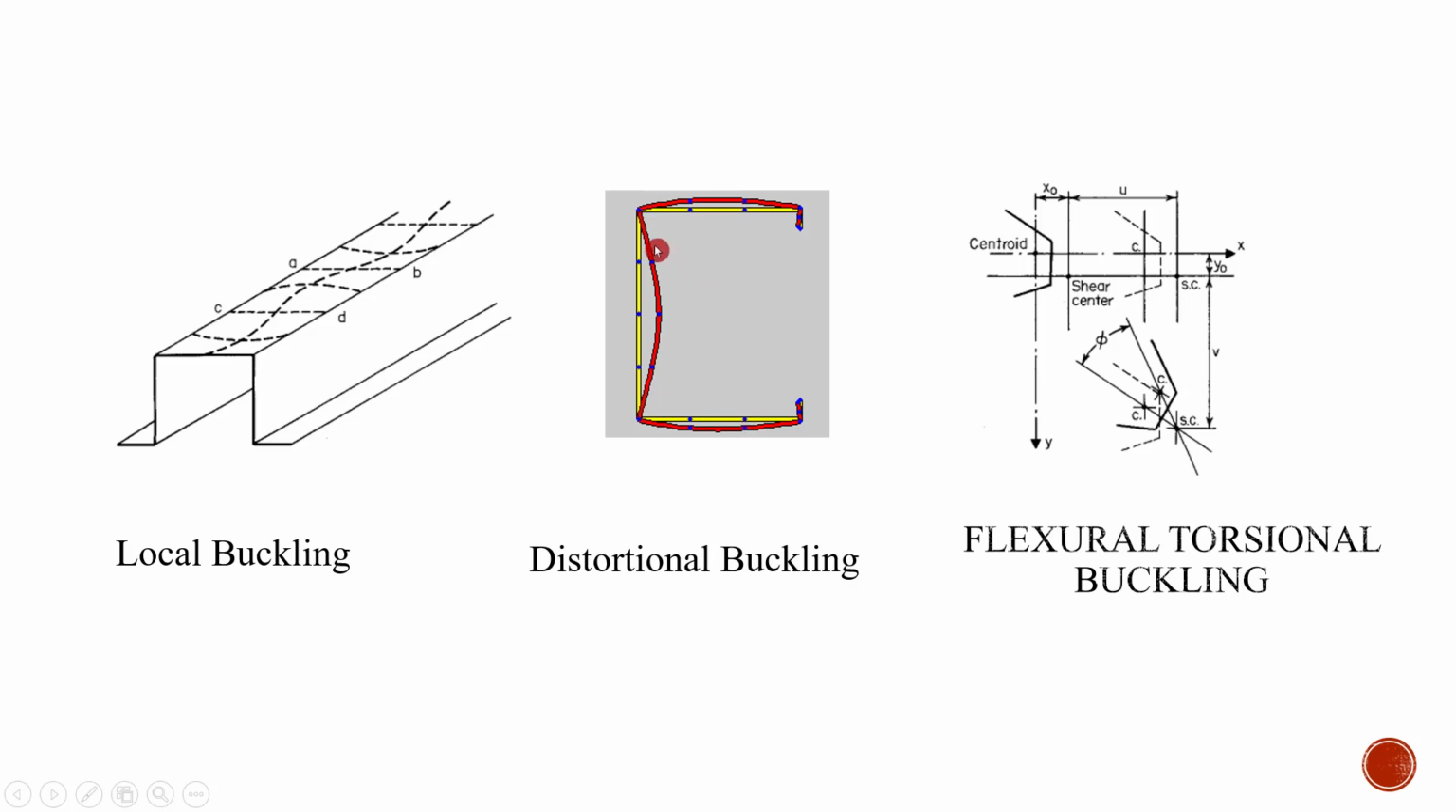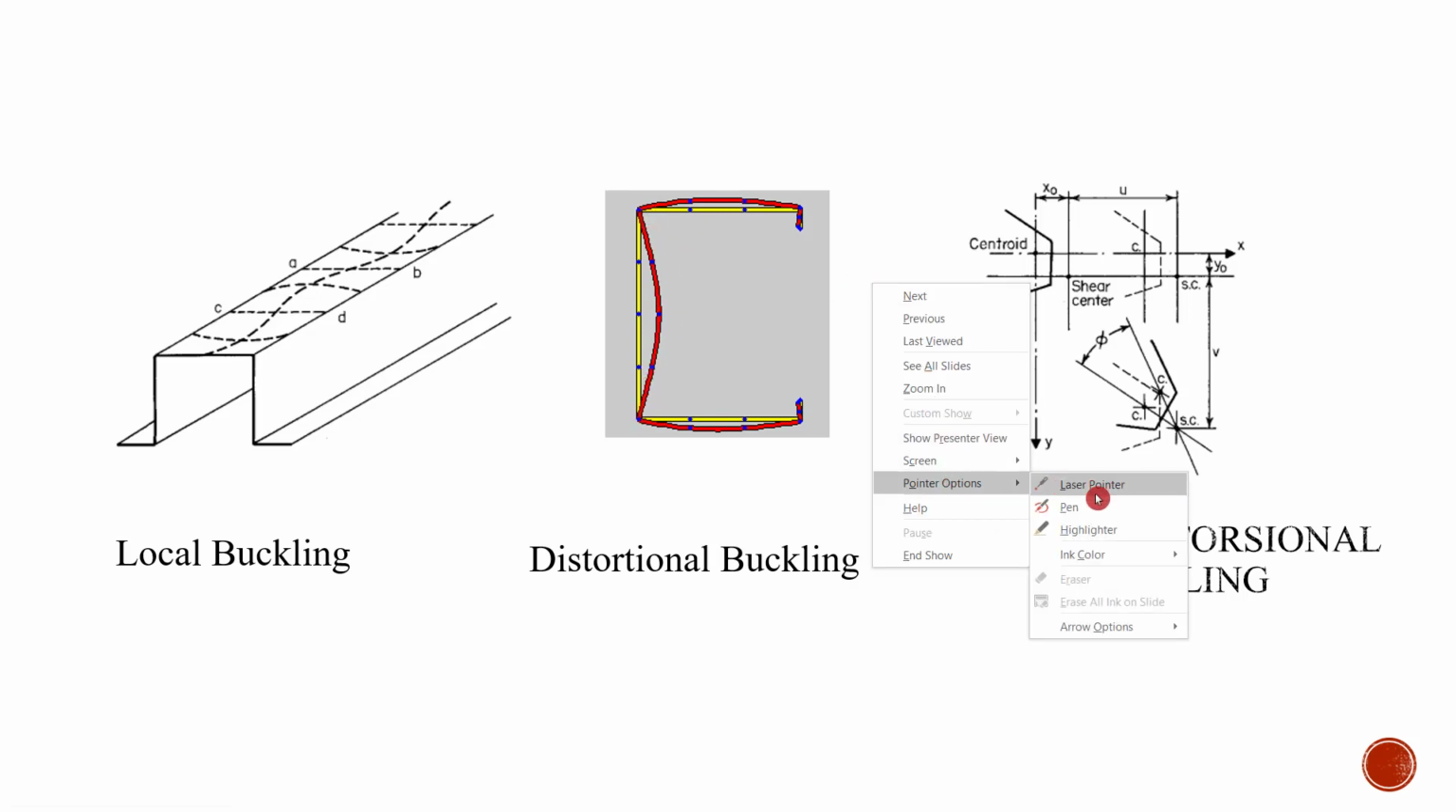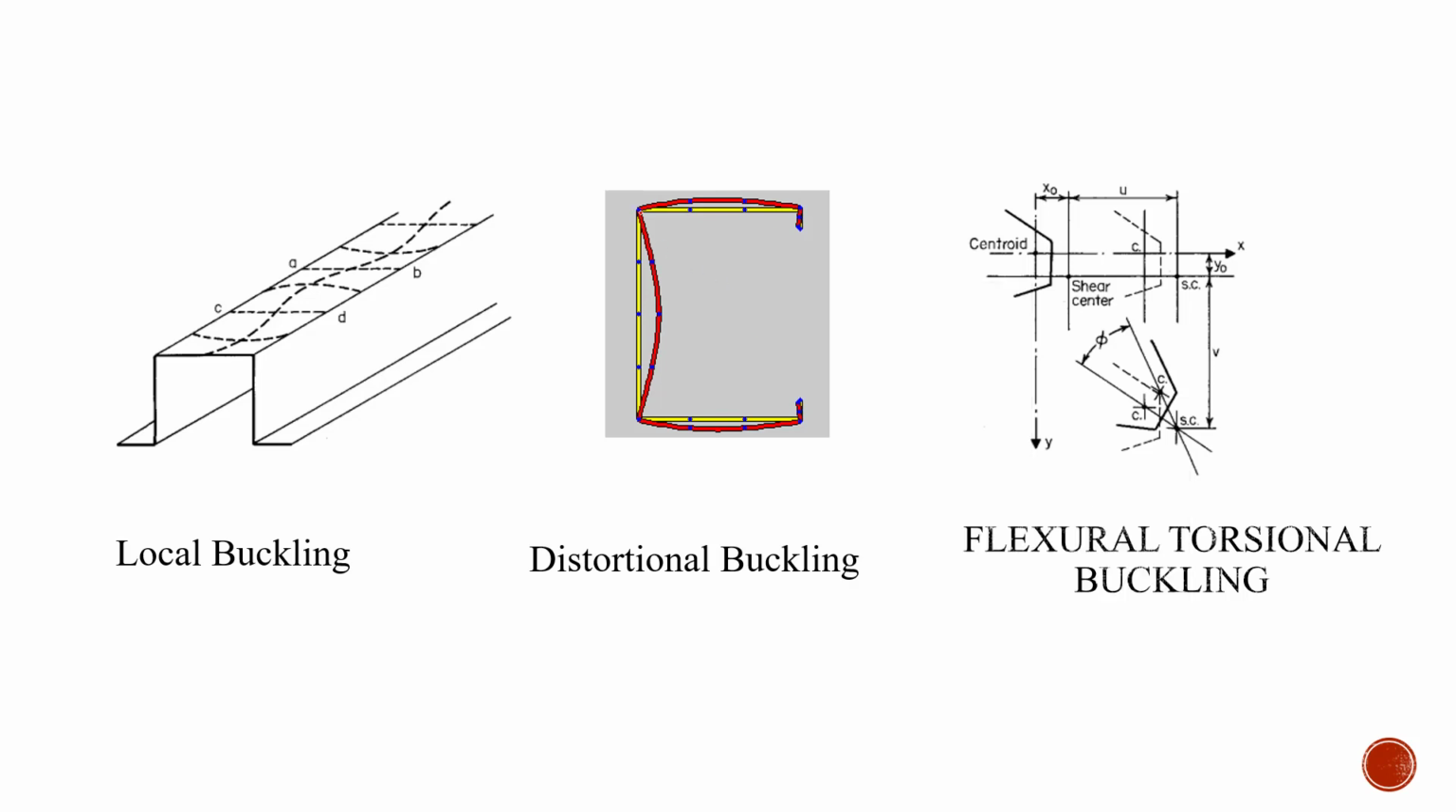So actually, this figure corresponds to the local buckling, and in the case of distortional buckling, there will be a transformation of the flange like this, so that the overall geometry is lost in the case of distortional buckling. And the next one is the flexural torsional buckling, which we will see in detail in the following slide.